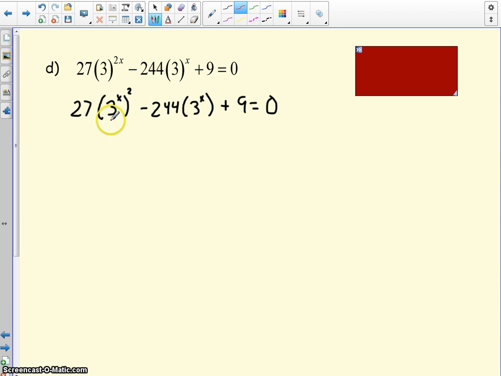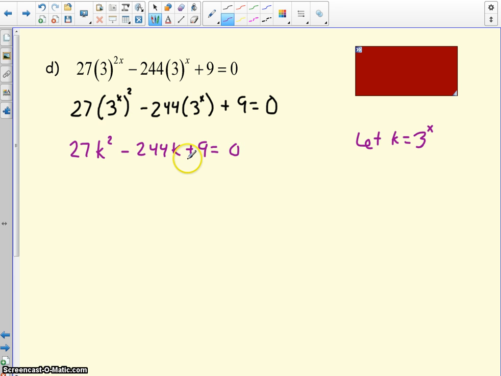So I'm just rewriting this in a different way, because what I'm trying to get at is, for example, instead of 3 to the x, we just had another variable here. Let's say I replace it with another variable I'm going to call k. So if I let k be equal to 3 to the x, because really those 3 to the x's are making this equation a bit more complicated, what am I going to wind up with here? I'm going to wind up with 27 k squared instead of 3 to the x all squared, minus 244k, and again, instead of 3 to the x, I'm going to have k, plus 9.